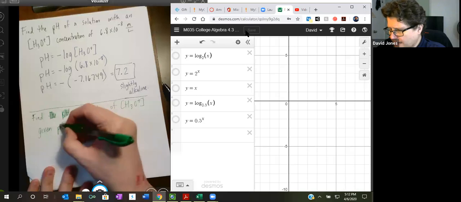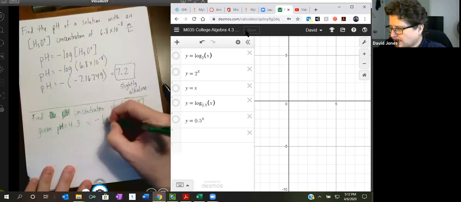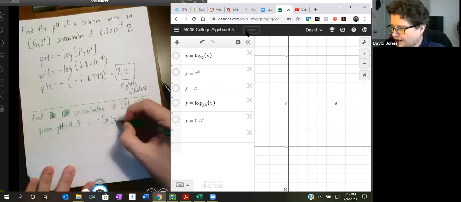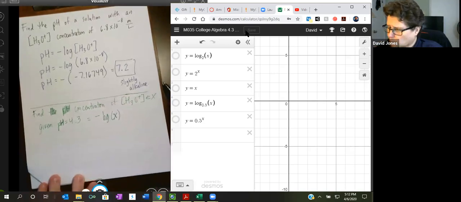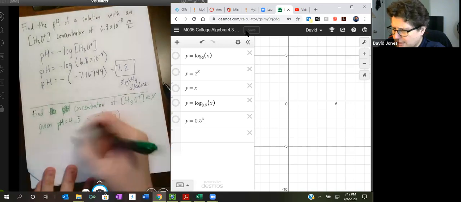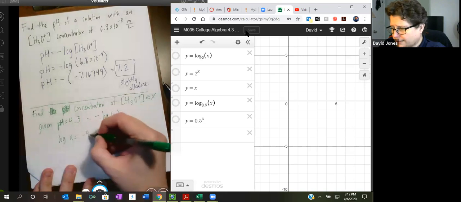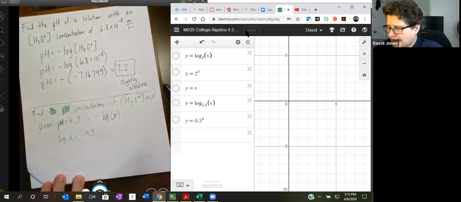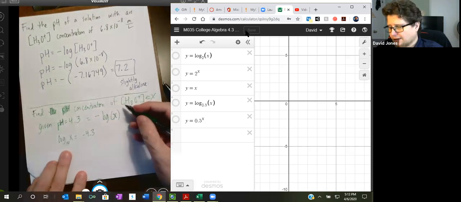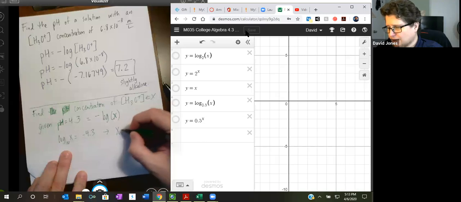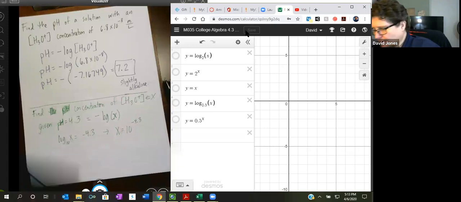So this tells me the pH is 4.3, and that equals negative log. I'm going to put in X. So if I multiply both sides by a negative number, I get log X equals negative 4.3, and this is base 10. So I can rewrite this as X equals 10 to the negative 4.3, and just throw that in a calculator.